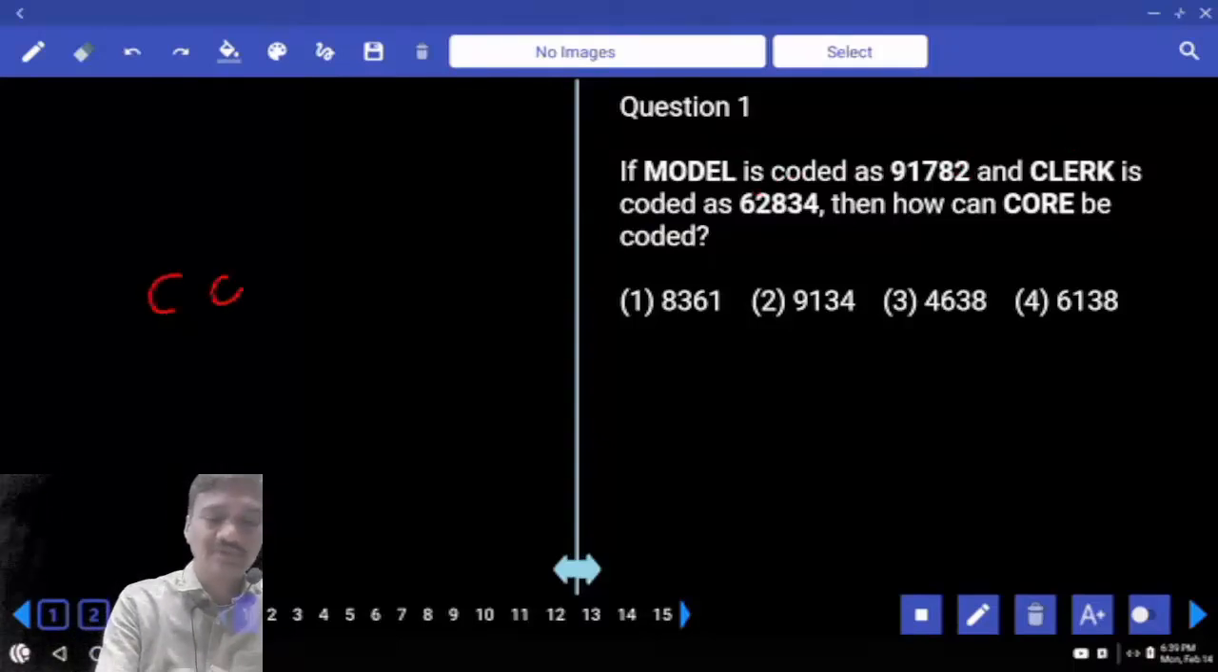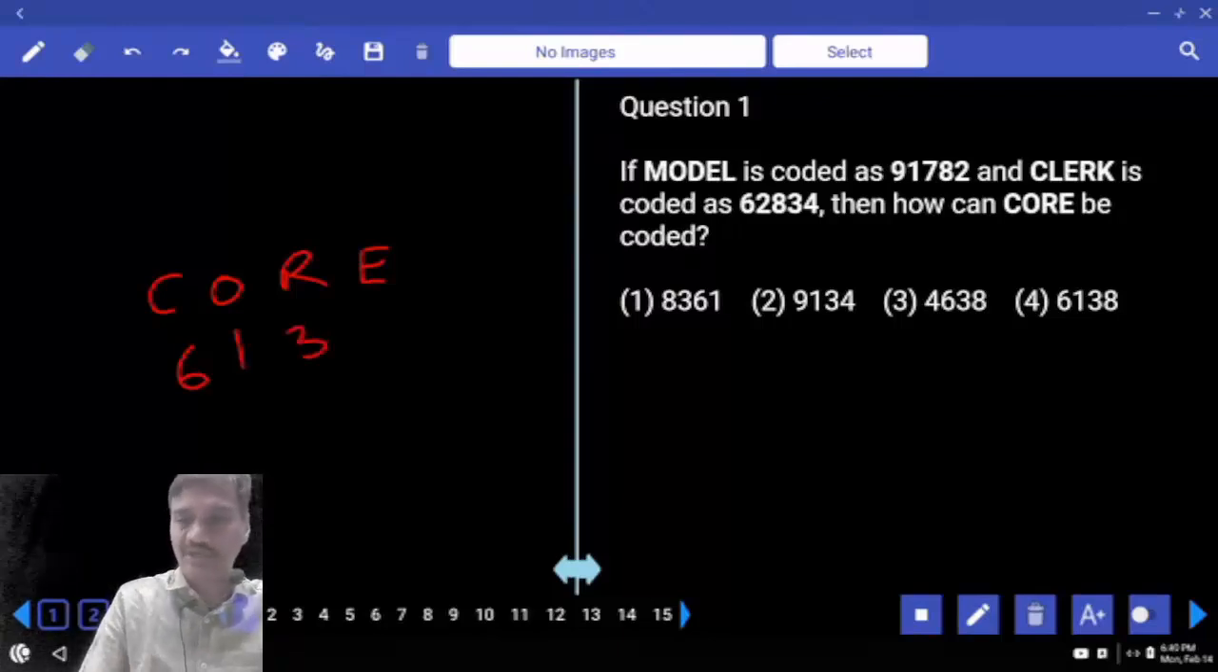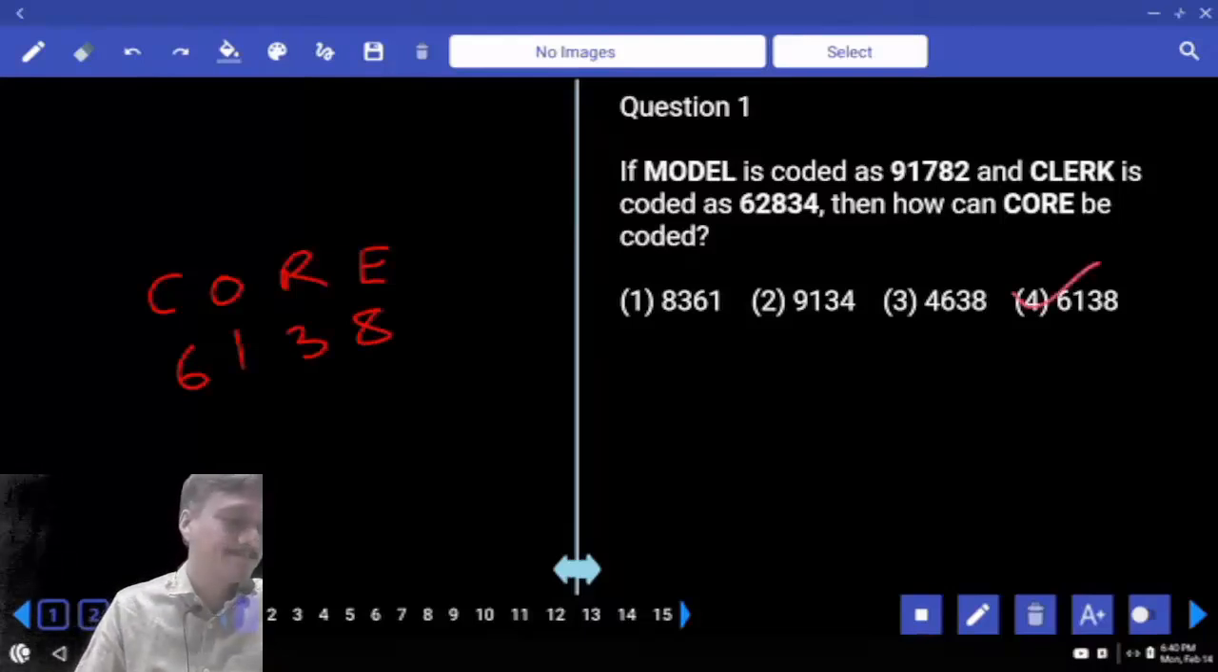And in this one, what is the code for the word core? Now for this C, its code is 6. O is what? O is 1. And R, the code for R is 3. And similarly for E, its code is 8. Now 6138, choice for question number 1.